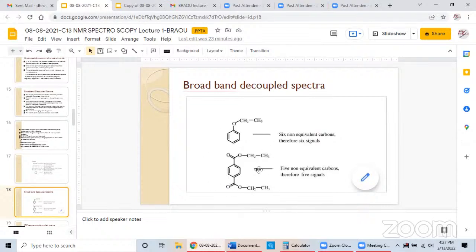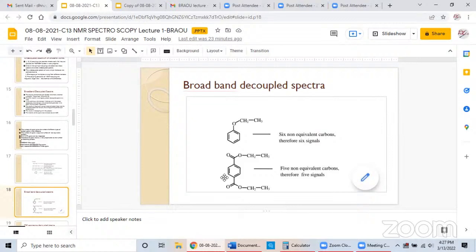Total 14 carbons are there, but you don't observe 14 signals. Why? Because there is symmetry here. 1, 2, 3, and all these 4 are the same. Actually, this CH2 and this CH2 are the same. The ipso carbons are the same. This carbonyl carbon and this carbonyl carbon are the same.